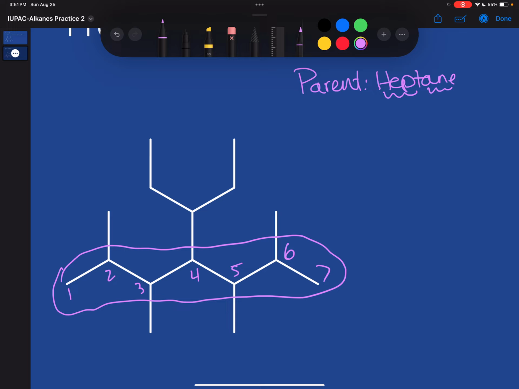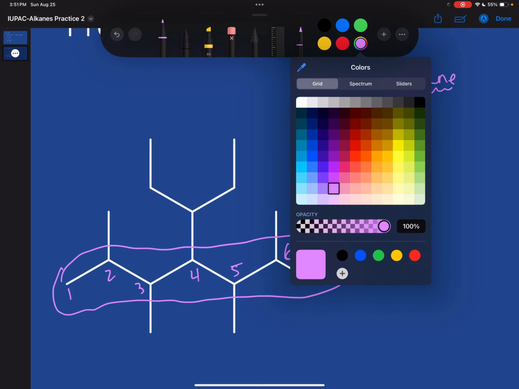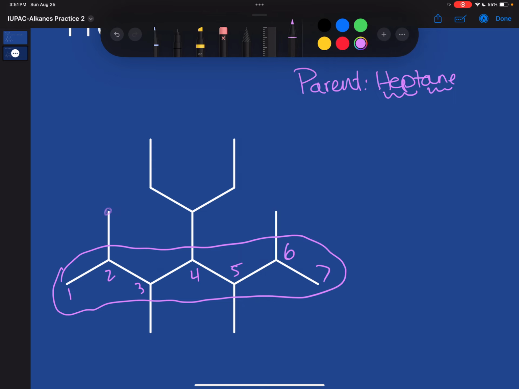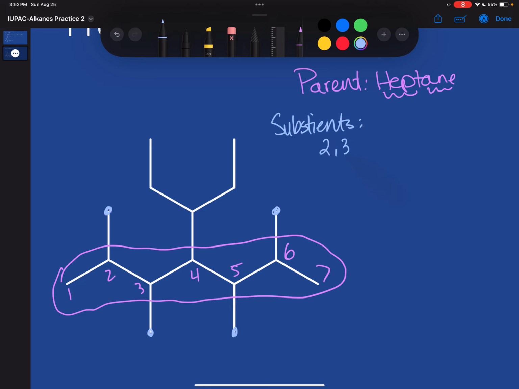All right, now we're going to look at our substituents. So I can see very, very clearly that I have a lot of methyl groups, right? I have 1 carbon coming off the 2, 3, 5, and the 6. So instead of writing those out, I'm going to go ahead and combine them into what they would be in the name. So my substituents, I'm going to have a 2, 3, 5, 6. So those numbers are where they are located. And then because I have 4, it would be a tetramethyl.